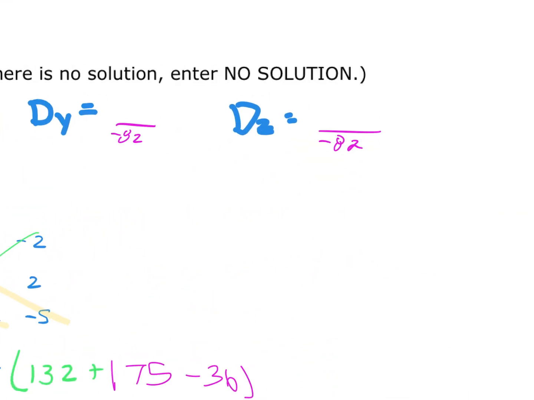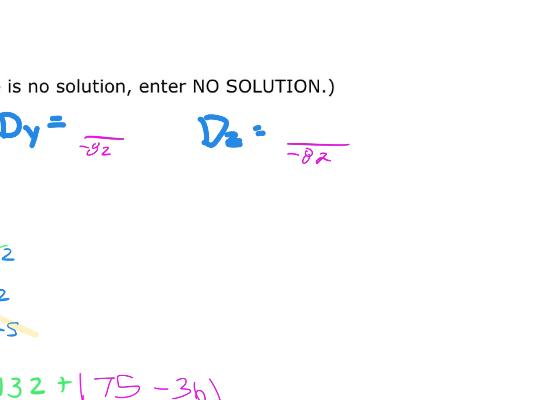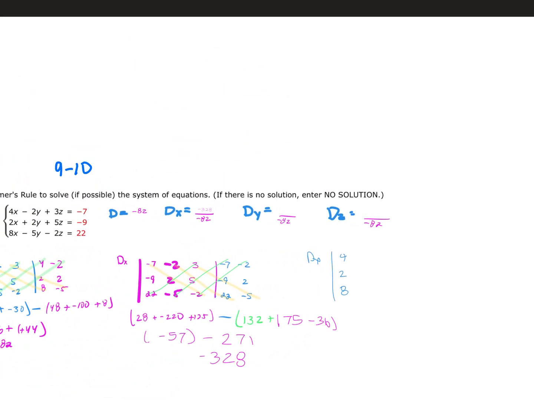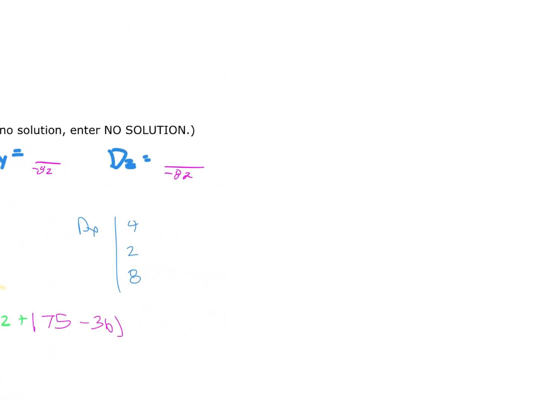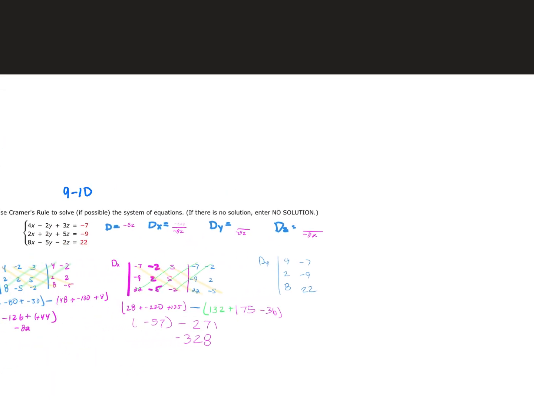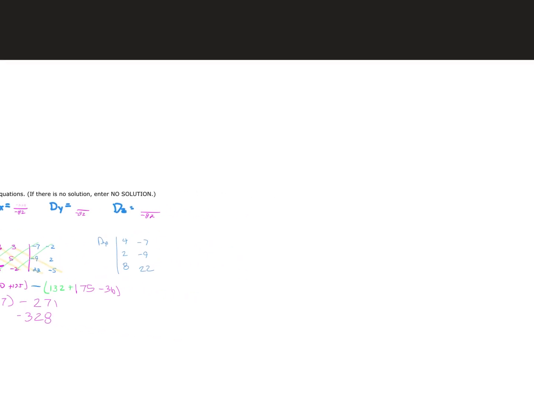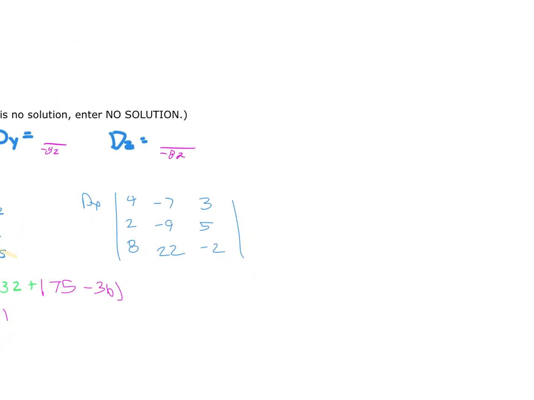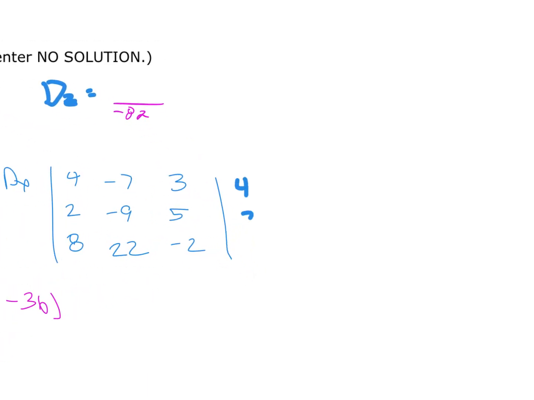So what I'm going to do is substitute in the answers for the y column for my d sub y. So my x's are 4, 2, 8. And I apologize, my Apple Pencil's acting up, so I have to use my finger. Negative 7, negative 9, 22. And then my z's are 3, 5, negative 2. So to find the determinant, we're going to recopy the first two rows. So 4, 2, 8, negative 7, negative 9, and 22.